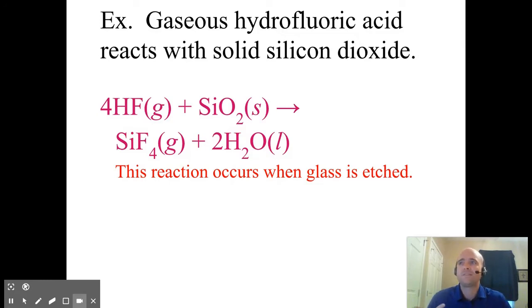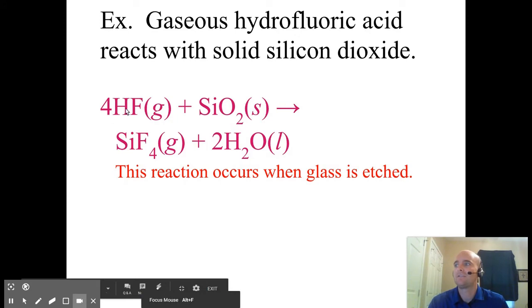Or when gaseous hydrofluoric acid reacts with solid silicon dioxide, that's a fancy way of saying I am now going to take some acid and etch glass with it, because this is glass, silicon dioxide. They use hydrofluoric acid to etch it, and it will make silicon tetrafluoride, and it will make water.